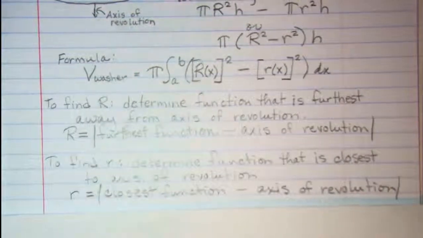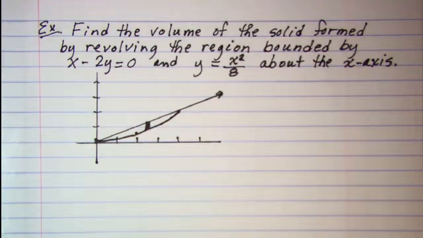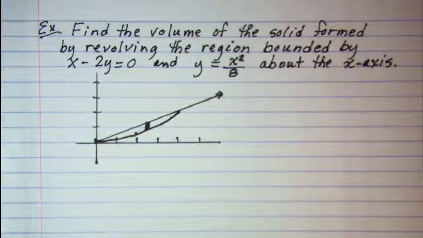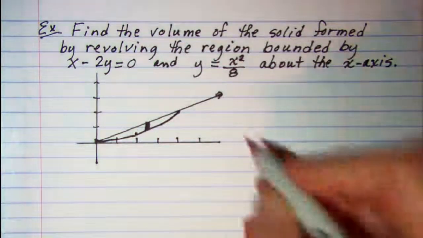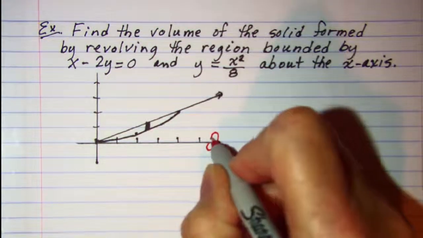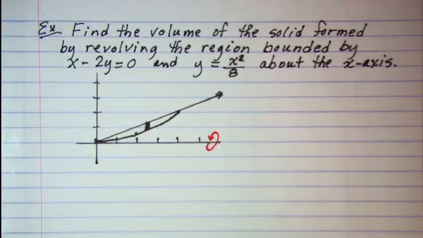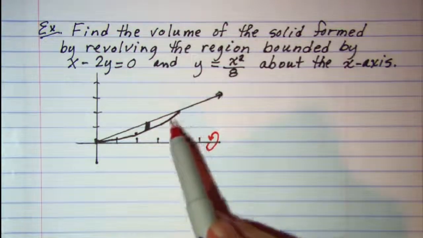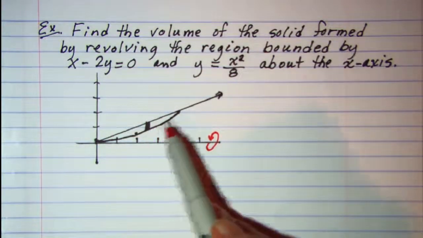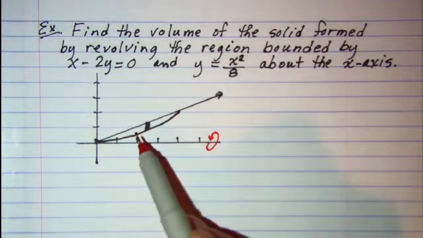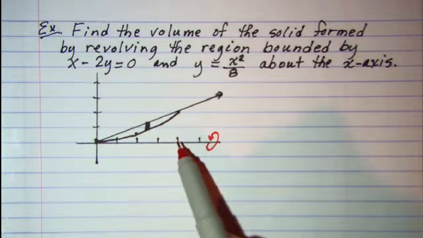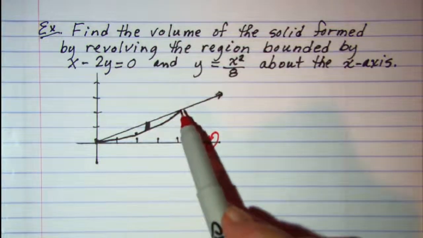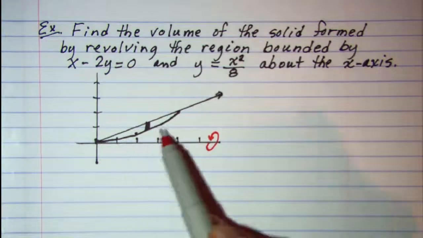So let's do an example. Our example is to find the volume of the solid formed by revolving the region bounded by x minus 2y equals 0 and y equals x squared over 8 about the x-axis. So this is our axis of revolution. This parabola right here, this is the portion that we're dealing with. Notice I put in 2 for x and got 1/2. And then when I put in 4 for x, I got y equal 2. So those 2 points help me sketch this parabola.